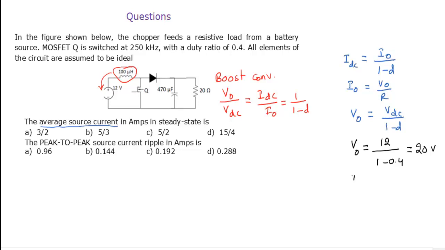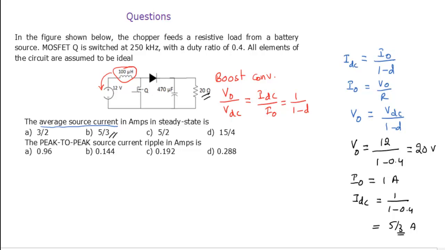Then I average is nothing but V average divided by resistance. Resistance is given in the circuit diagram as 20, so that means it is 1 ampere. From this, what is the average value of the source current, or DC current? IDC equals I0, 1 ampere, divided by 1 minus D, which is 0.6. So 1 by 0.6 is 10 by 6, which is 5 by 3 ampere. Okay, so this is the answer.